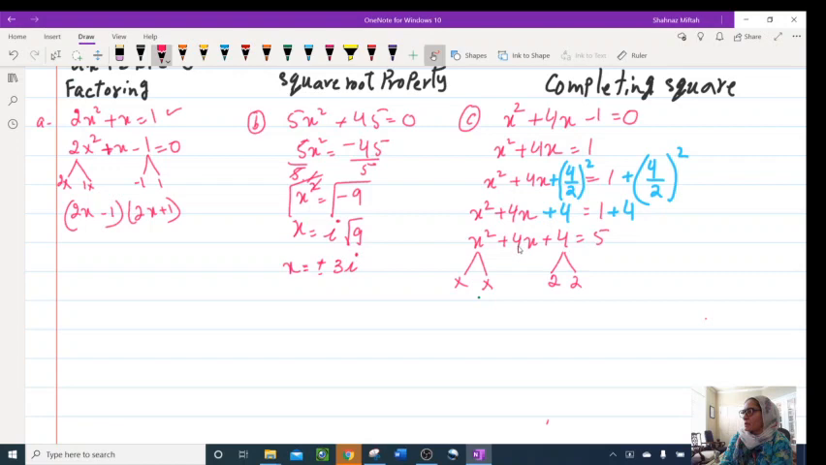This is important. If you think I should do 4 and 1, then the factors of 4 are 4 times 1, but if I add 4 and 1, I'm not getting 4. If I subtract 4 and 1, I'm still not getting 4. So when you factor this, these two numbers have to add or subtract to give the middle number. In this case, I'm adding 2 and 2 to give me 4. So these are my factors and we are good to go.